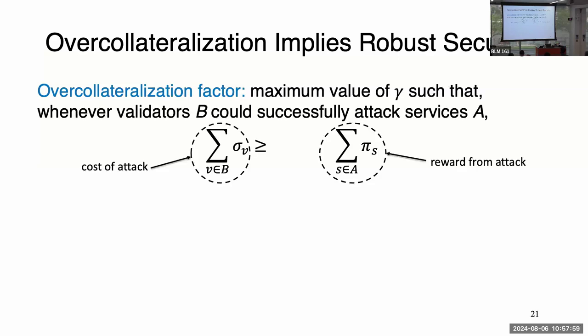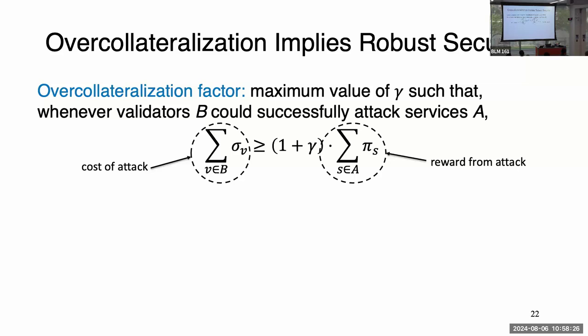Formally, how do you define this? It's going to be a parameter gamma. Gamma is going to correspond to that 50%. You start by writing down the inequalities that define the basic notion of security, that any sort of attack should be unprofitable. If you look at some validators that have enough stake to successfully attack all the services in A, then the cost they incur from attacking, the stake they would lose, should be at least the total reward, the total benefit they would get. And then you insist that this holds also with a buffer.